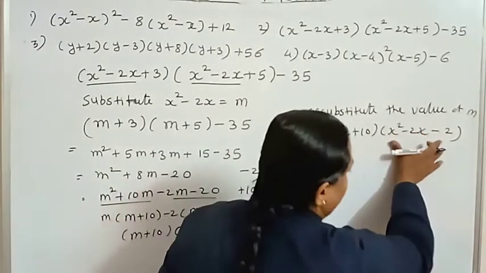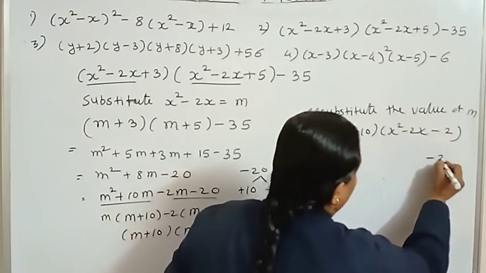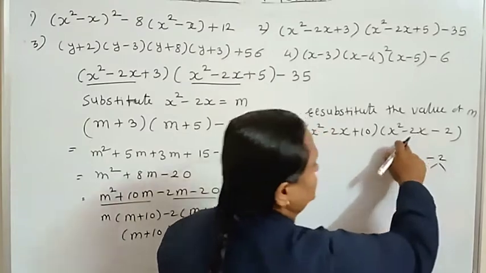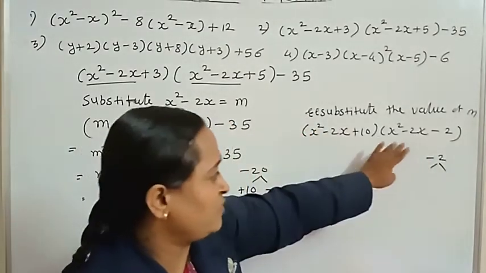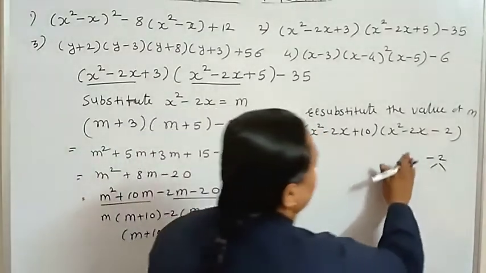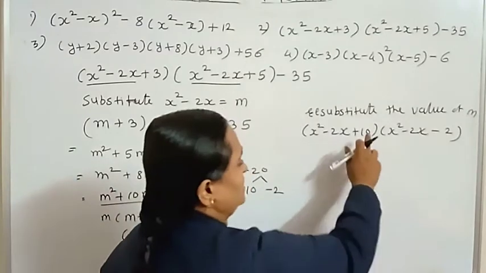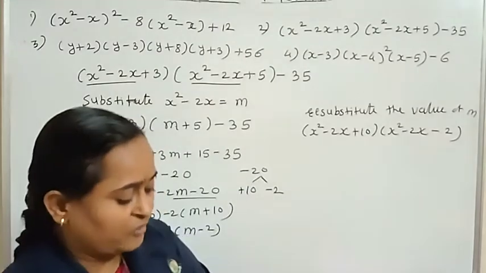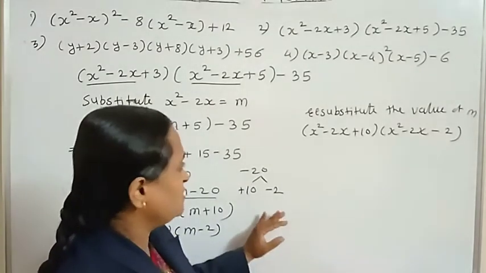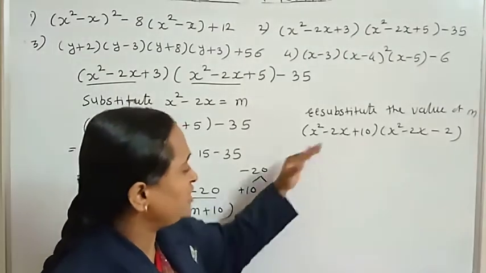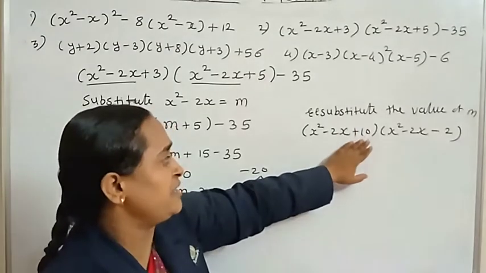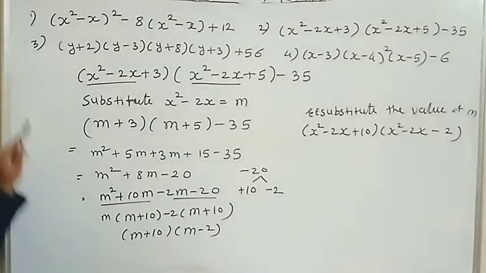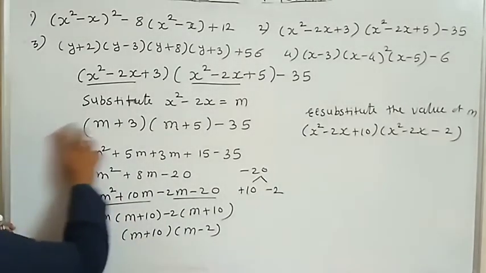Now in this bracket, multiplication is minus 2, which is a negative sign, and difference 2. Again not possible, we cannot find the factors here. Then this will be the answer: x square minus 2x plus 10 and x square minus 2x minus 2. If you can find factors by the factorization method, then we can find them, otherwise we will leave it as it is as the answer. Now next, the third question we will take.